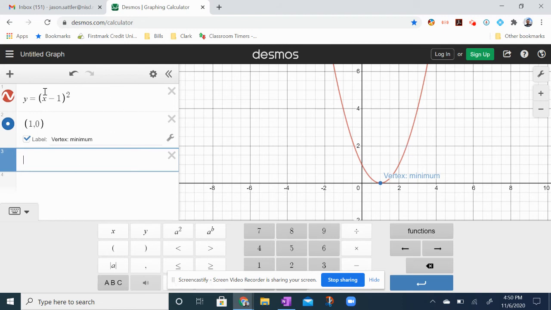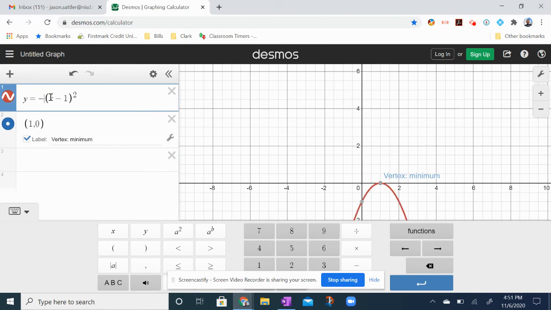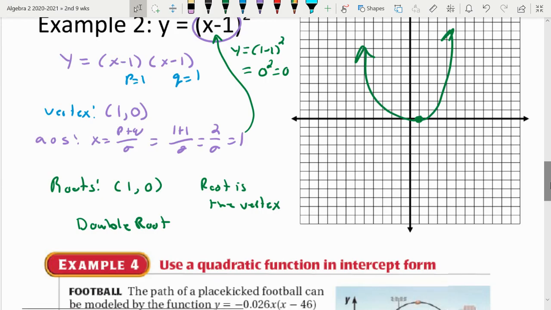All right. So remember, there's a negative in front of it, opens downward, and now your vertex will be a maximum. All right. So just keep track of that there. All right. So use Desmos as a powerful tool to help you look at these things move around. All right. So let's go back to our word problem.